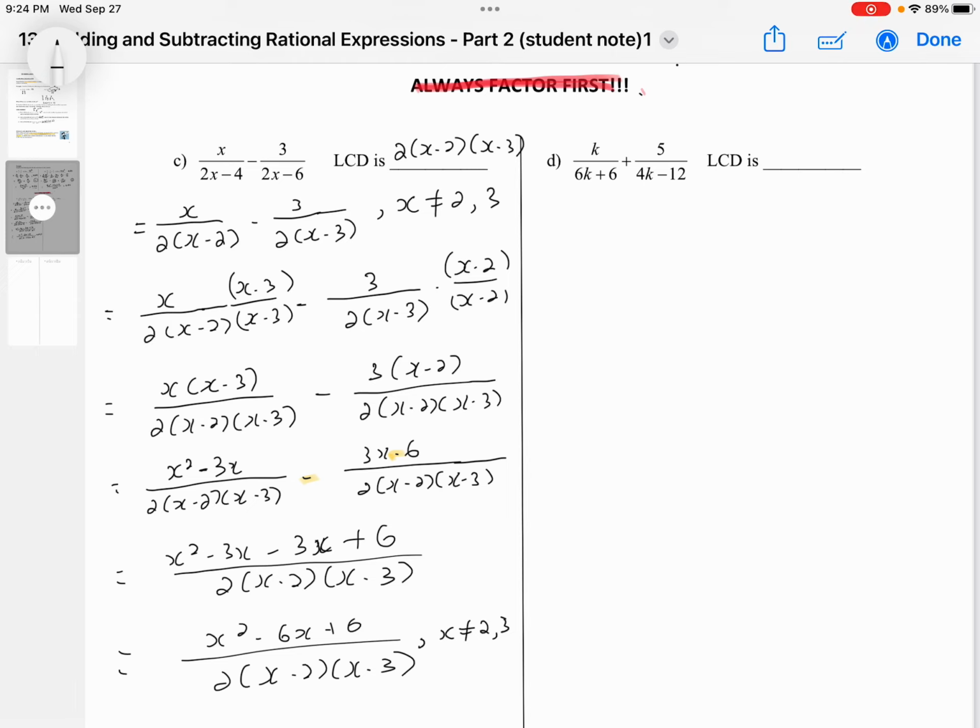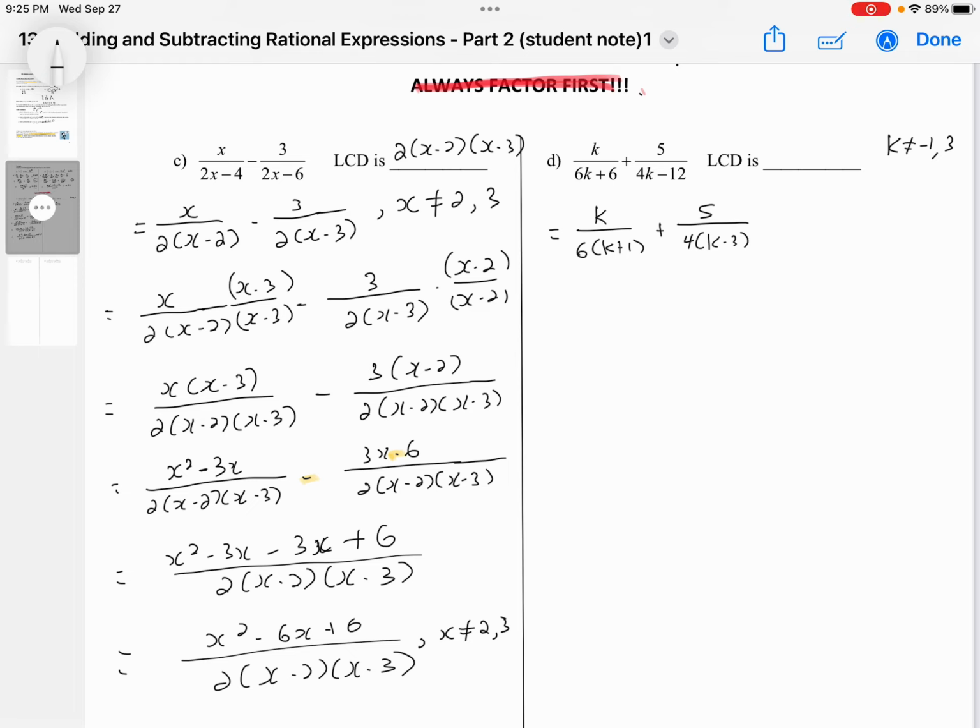First step, factor. So the denominator has a common factor of 6 in this first one. It has a common factor of 4 in this second one. And I'll go ahead and state my restrictions. K can't equal -1 or 3. Okay, learn my lesson. State the restrictions at the start.